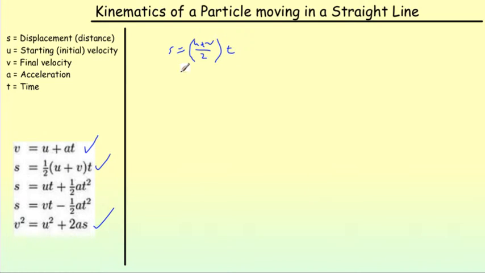So now what we're going to do is replace this v here with u plus at, which we know v is the same as from our first SUVAT equation. V is equal to u plus at. So we're going to replace this v up here with u plus at. So let's have a go at that. S is equal to u plus, so instead of v now we're going to put in u plus at.